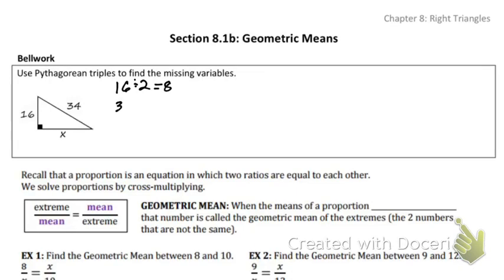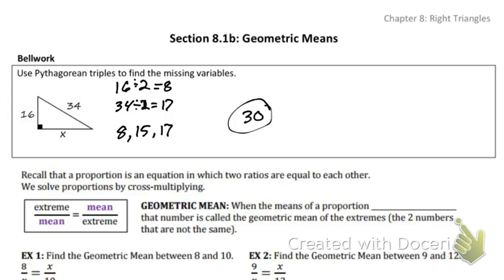34 divided by 2 equals 17. That is 8, 17, which means we're looking at an 8, 15, 17 triangle, which means I just need to multiply each of those numbers by 2. 8 times 2 is 16. 17 times 2 is 34. 15 times 2 is 30. Your correct answer is 30.